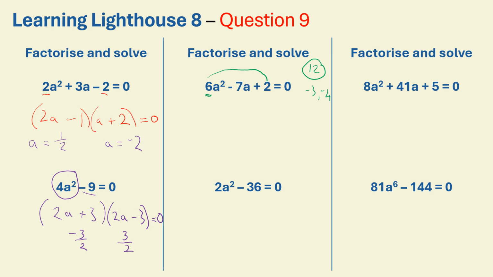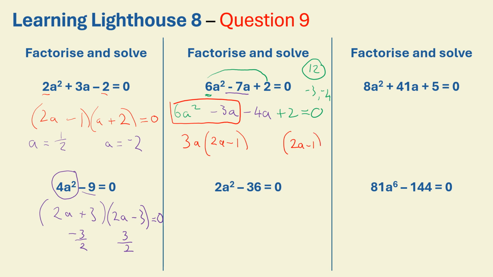Gives me 12. So I can rewrite the whole thing, 6a squared. I'm now going to replace this minus 7a with minus 3a minus 4a. Nothing else has changed, and I haven't made it any different. It's still the same thing. So now we're going to just factorize the first part, which would be 3a, 2a take 1. Now we know previously that this will then reappear. And we're now just looking at what do I multiply 2a to get negative 4a? Well, that's minus 2.